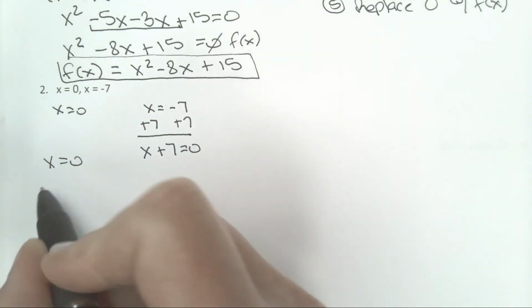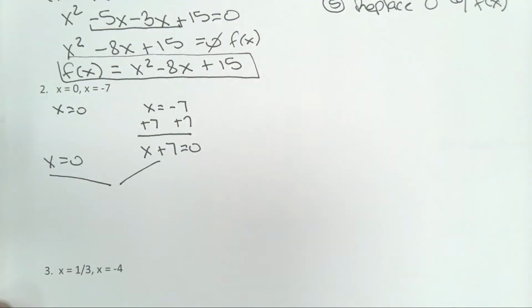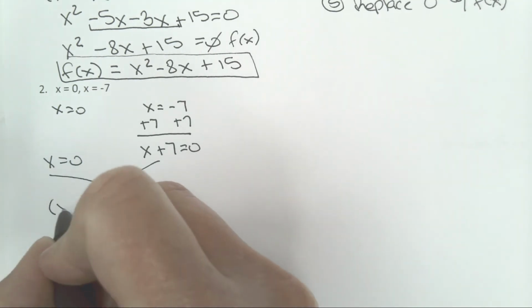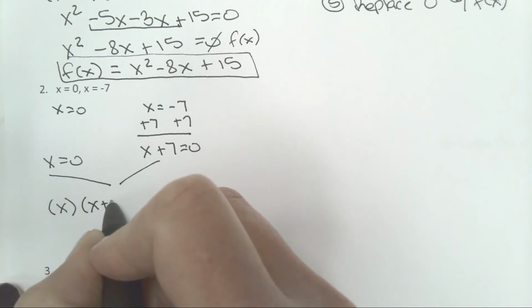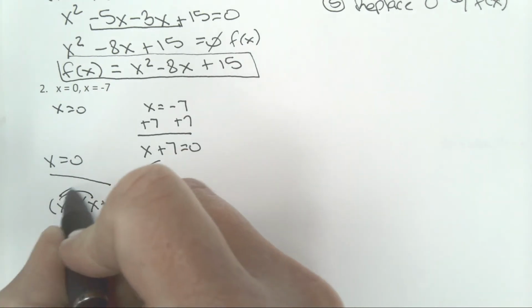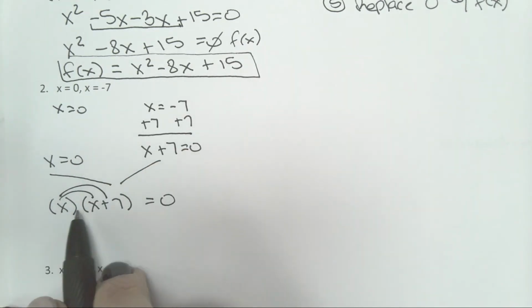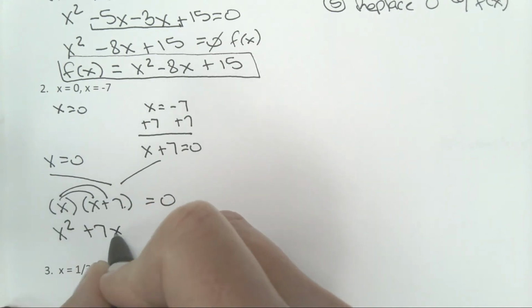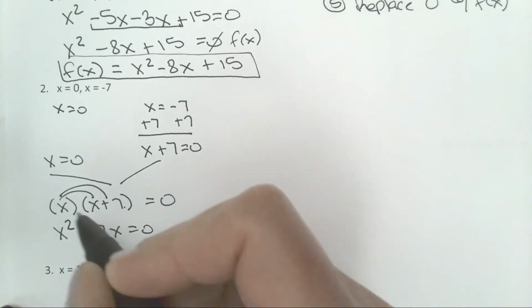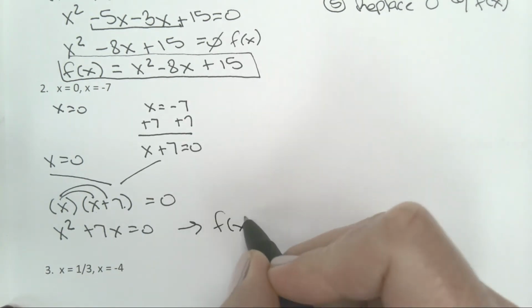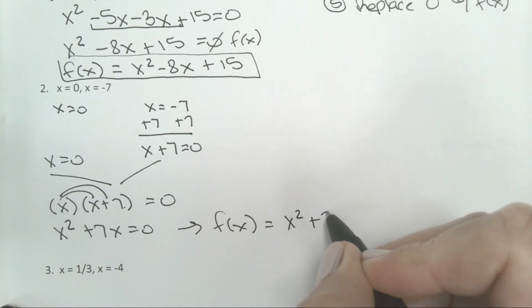All right, so my next step, you put your two factors together and you write them with parentheses. So I have x times x plus 7 equals 0. Your next step is to distribute to get rid of your parentheses. X times x is x squared, and x times 7 is 7x. And then your next move is to get rid of your 0 and replace that with an f of x and write it in function notation.